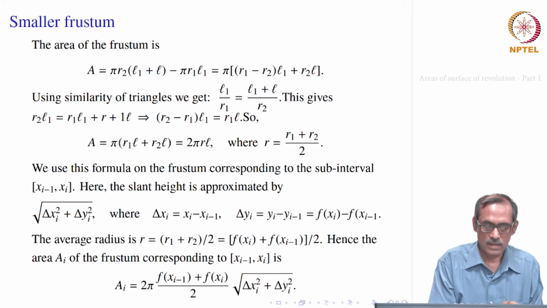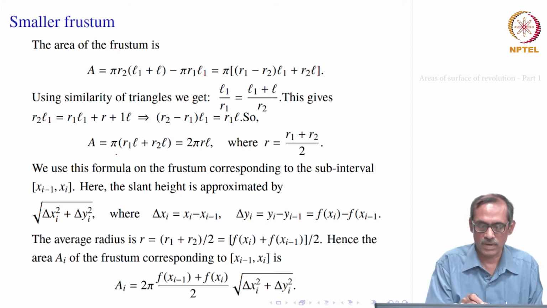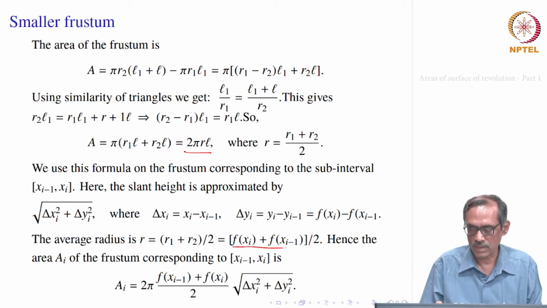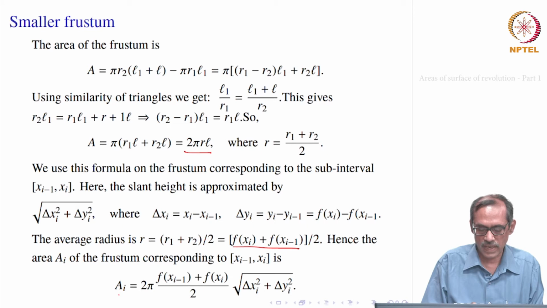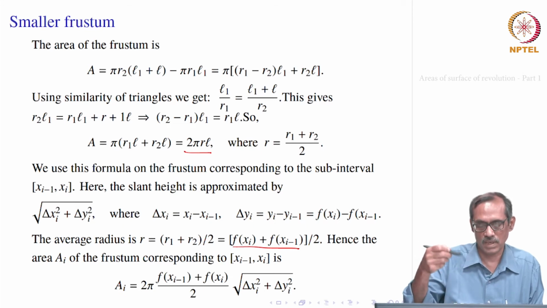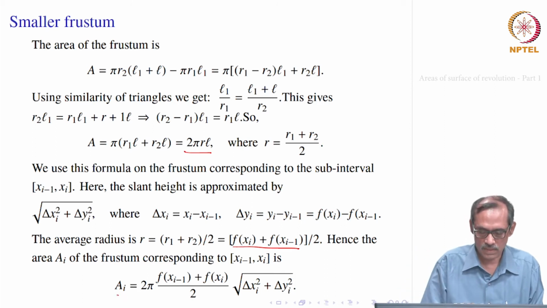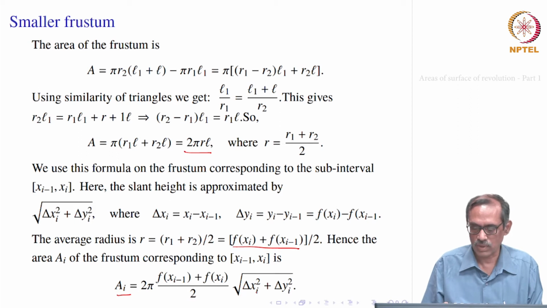Okay. Then we plug that into our formula for A, which is 2 pi r L. So, r equals (R1 plus R2) divided by 2, where R1 and R2 are now the radii of the bigger and smaller cones. So, it is (f of x_i plus f of x_{i-1}) divided by 2, that is our R. Therefore, this A_i, corresponding to the sub interval x_{i-1} to x_i, is 2 pi into R, which is (f of x_{i-1} plus f of x_i) by 2, and L, which is the square root of delta x_i square plus delta y_i square.